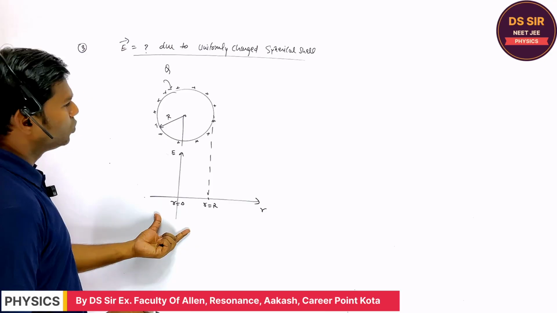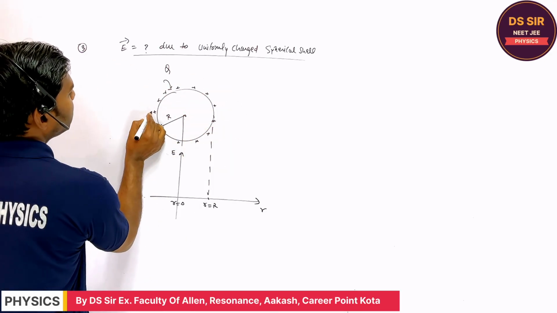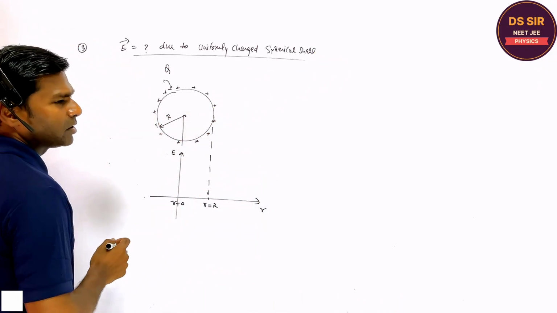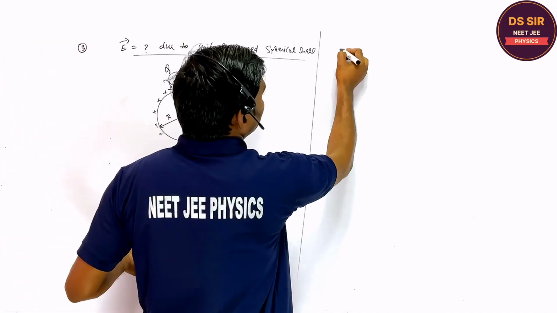So let's see how to find the electric field due to this charge distribution. Listen, one thing: the electric field is always away, right? In gravitation we have also done that, right? Here I will write the two cases.